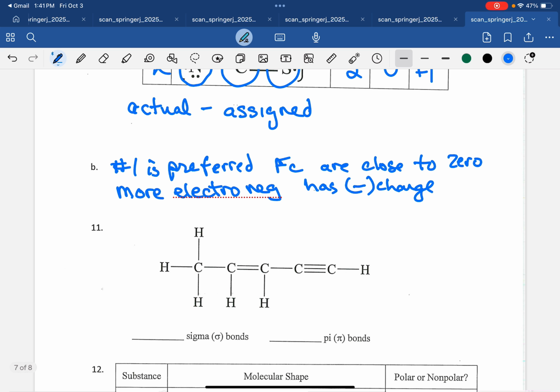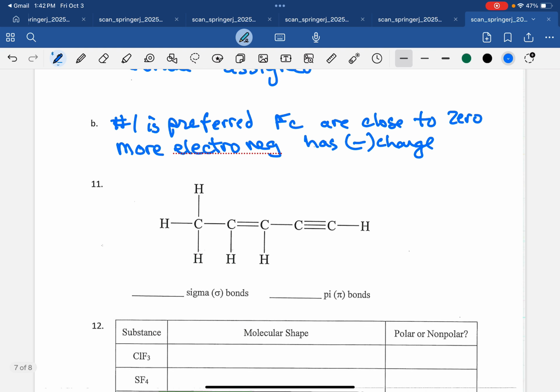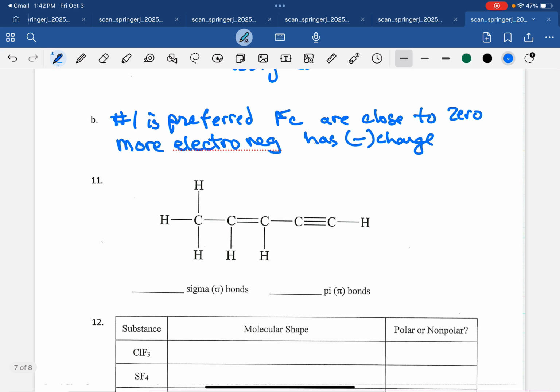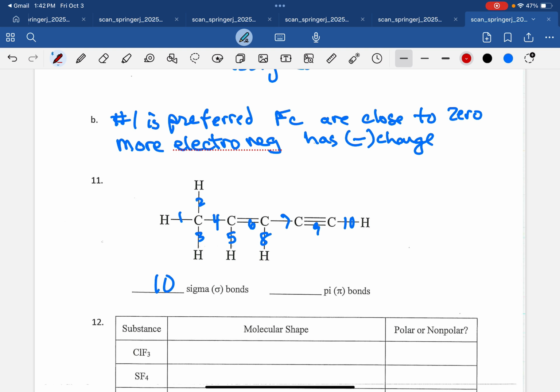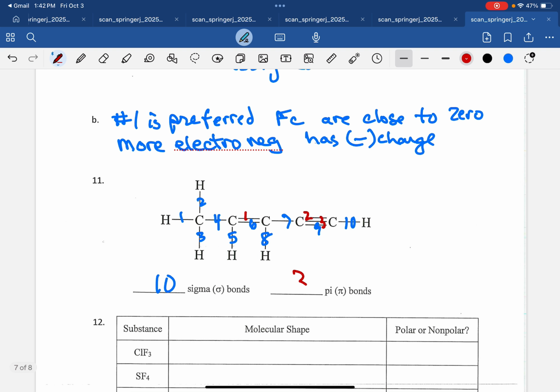That was pretty easy. Number 11, identify the total number of sigma and pi bonds represented. Remember, each bond has a sigma. So there's 1, 2, 3, 4, 5, 6, 7, 8, 9, 10 sigma bonds. And pi bonds, if you've got a double or triple bond, those also have pi bonds. So it looks like I've got 1, 2, 3 pi bonds. So 10 sigma, 3 pi.